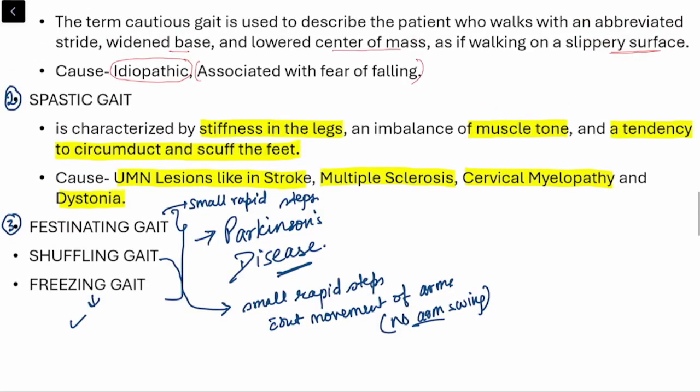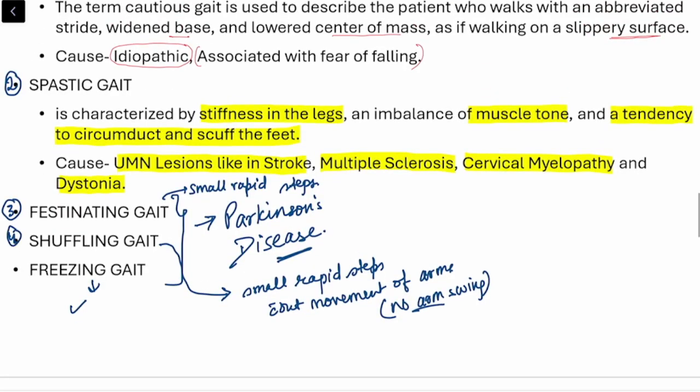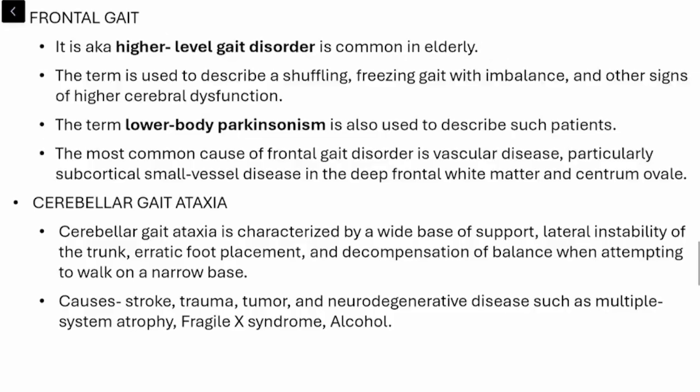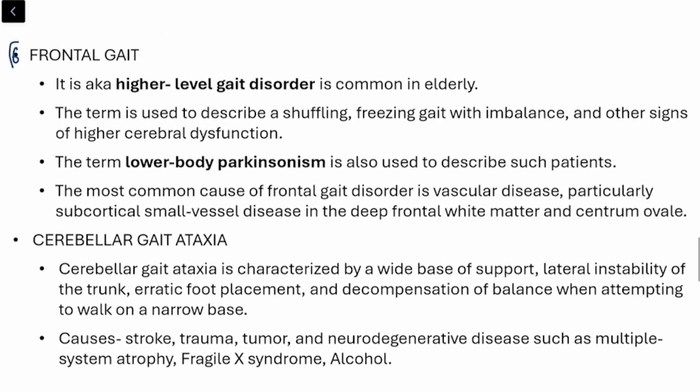We have discussed how many gaits? 3, 4, 5. This is the sixth gait, frontal gait. Frontal gait is also known as higher level gait disorder. It is used to describe shuffling, freezing gait, with imbalance and other signs of higher cerebral dysfunction. The term lower body Parkinsonism is also used to describe such patients.